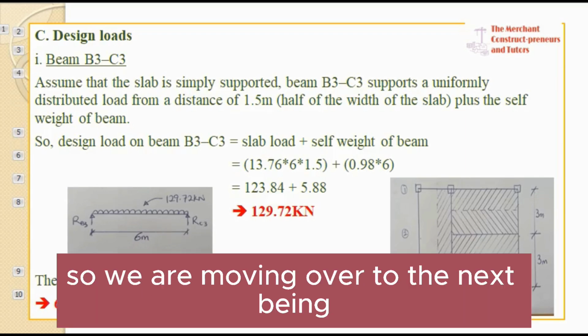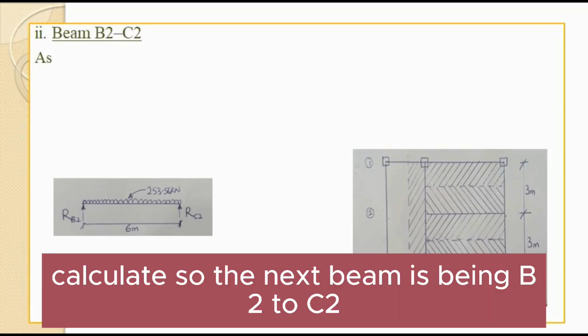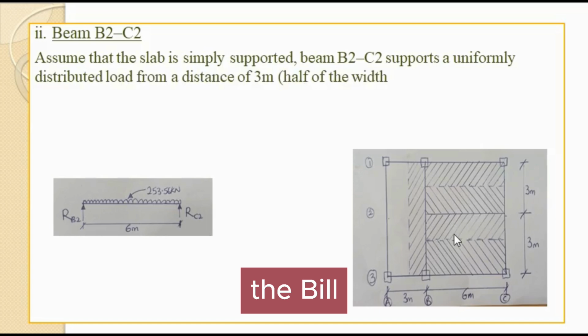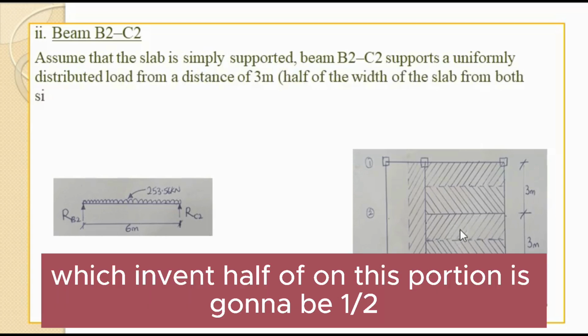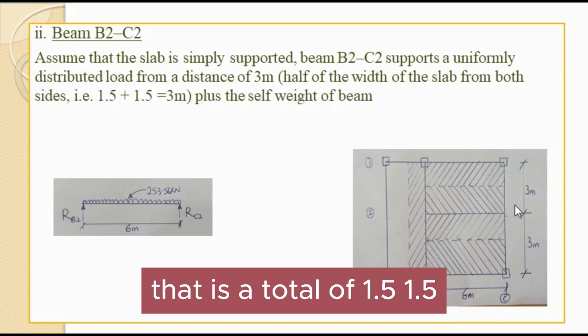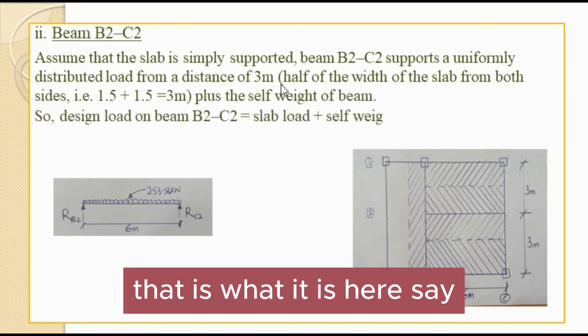So we are moving over to the next beam. We are asked to calculate the next beam, which is beam B2 to C2. The same thing, let's locate beam B2 to C2. So the beam load is going to be half from this portion coming here and half from this portion coming here. That is a total of 1.5, 1.5, which is a total of 3 meters. That is what it is here.